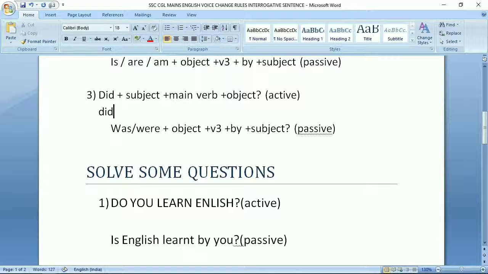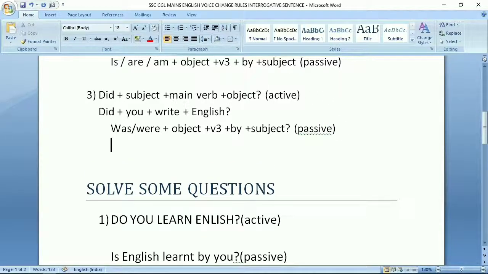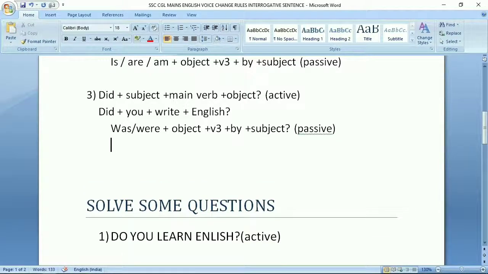Did plus you plus write plus English, and in the end a question mark. This is an active sentence: did plus subject plus main verb plus English. And when we solve it in passive form, what can we write? The object is English. It is very clear to you, the object is English, so we cannot begin with is or am or are. We have to begin with was, because English is a singular noun.